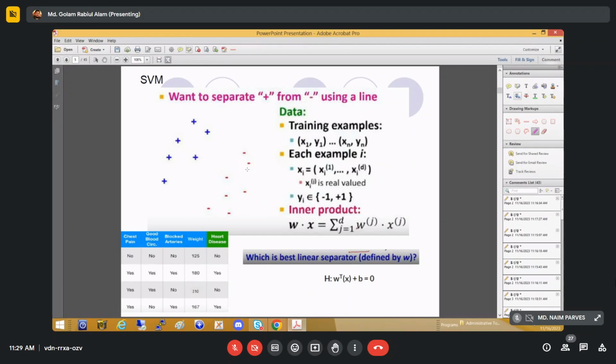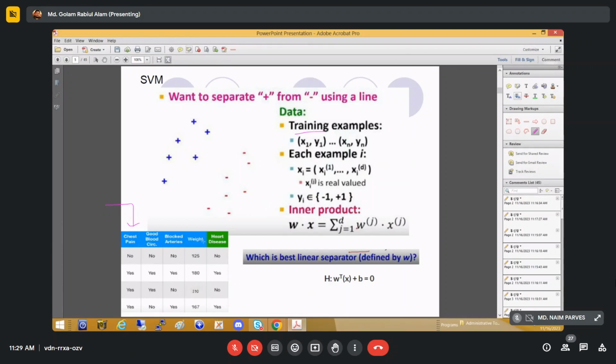For a data set, usually we consider training examples and testing examples. Sometimes we partition our data set 70-30, or maybe 80-20, meaning 80% for training purposes and 20% for testing purposes. So let's say we have a training set. This is our training data set.